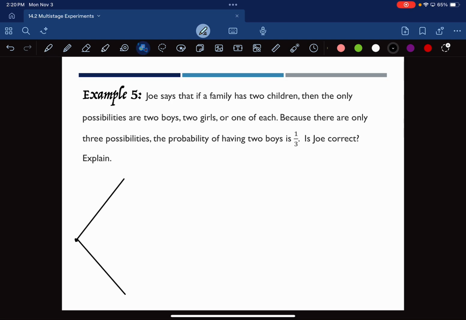What are they? Boy, girl. Makes sense, right? And then whichever one they have, in this scenario they're going to have a second child. If I have a boy, I still have an option of a boy or a girl. If I have a girl, I still have an option of a boy or girl. Now we'll fill in the tree diagram's probabilities, but this right here is probably enough to answer the question. So let's actually pause on filling in the probabilities so you can see why I'm saying that.